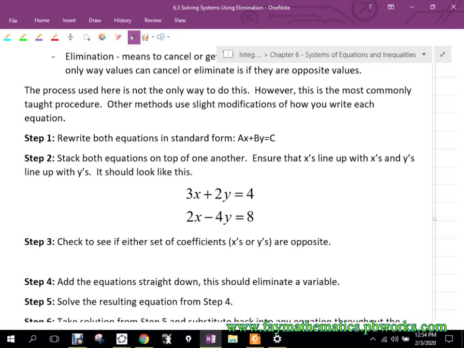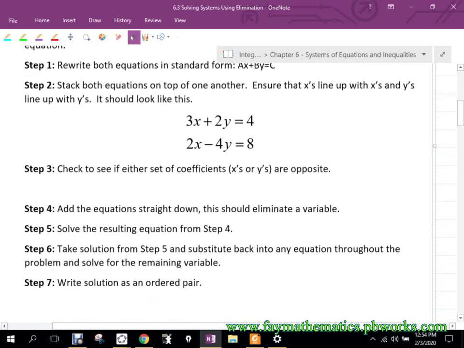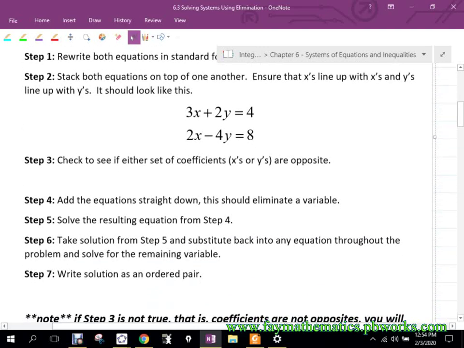If they are, we go to step 4. Step 4 says add the equations straight down. When you do that, because one of the sets of coefficients are opposites, you should end up with a 0y or a 0x. Well, 0y, you just write as 0, right? If I'm adding, do I ever say 2x plus 0? I just say 2x, right? So when you get things to cancel out, they go away, they're done, and you don't write anything down for them.